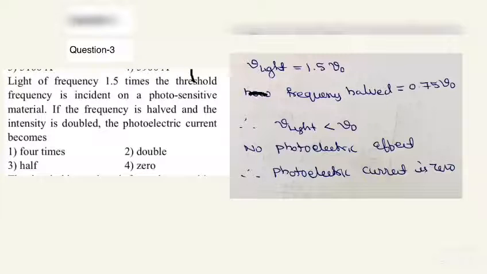Question number 3 is related to the photoelectric effect. Light of frequency 1.5 times the threshold frequency is incident on a photosensitive material. The frequency is halved and the intensity is doubled. Frequency halved means the light frequency becomes 0.75 ν₀. Now the light frequency is less than the threshold frequency, so there is no photoelectric effect, and therefore the photoelectric current will be 0. So option 4 will be correct.